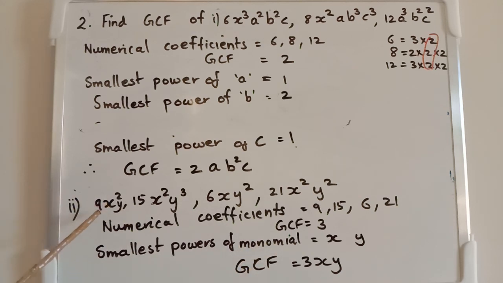We have, what are the two variables? x and y. In that, x has powers 2, 1, 2. In that, which is the smallest? 1. And in y, that is 1, 3, 2, 2. In that smallest, 1. So its answer will be 3xy.